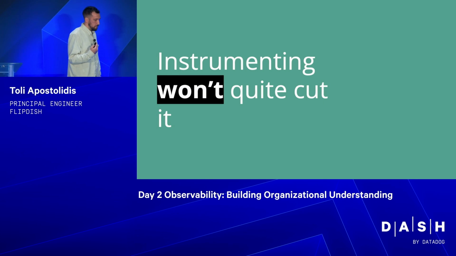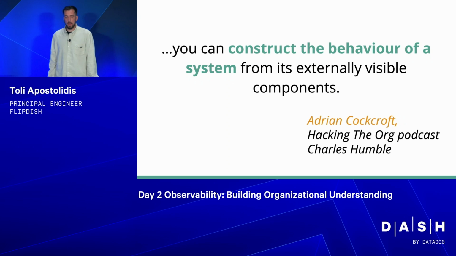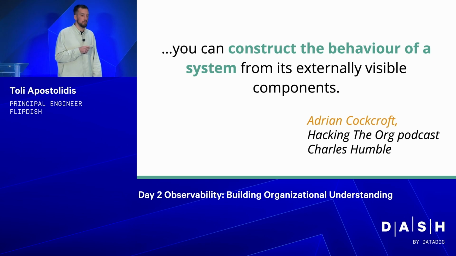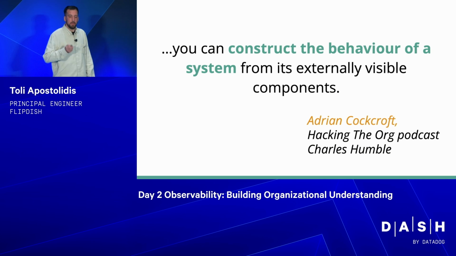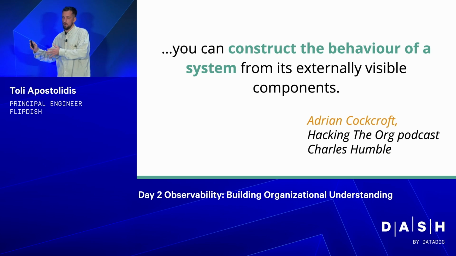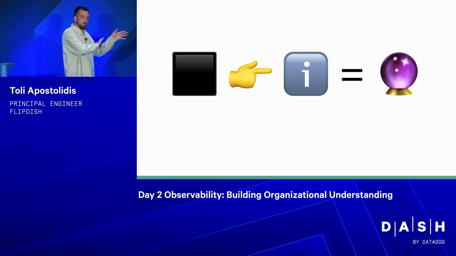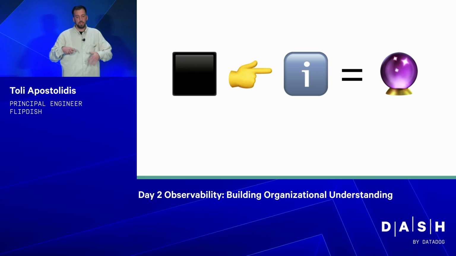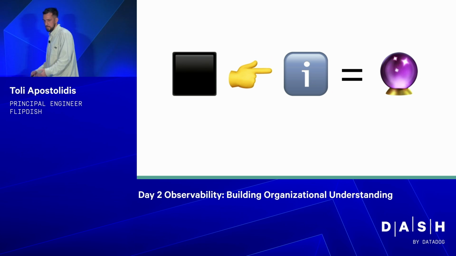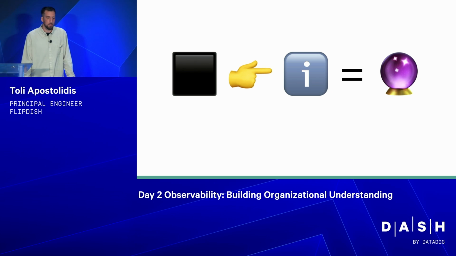I saw this very interesting quote by Adrian Cockcroft, and I actually heard it in the Hack in the Org podcast by Charles Humble. He said that you can construct the behavior of a system from its externally visible components. That's what you're doing with telemetry data. So you have this black box. It's giving all this information. You start predicting the behavior of the system, and that's what observability is.